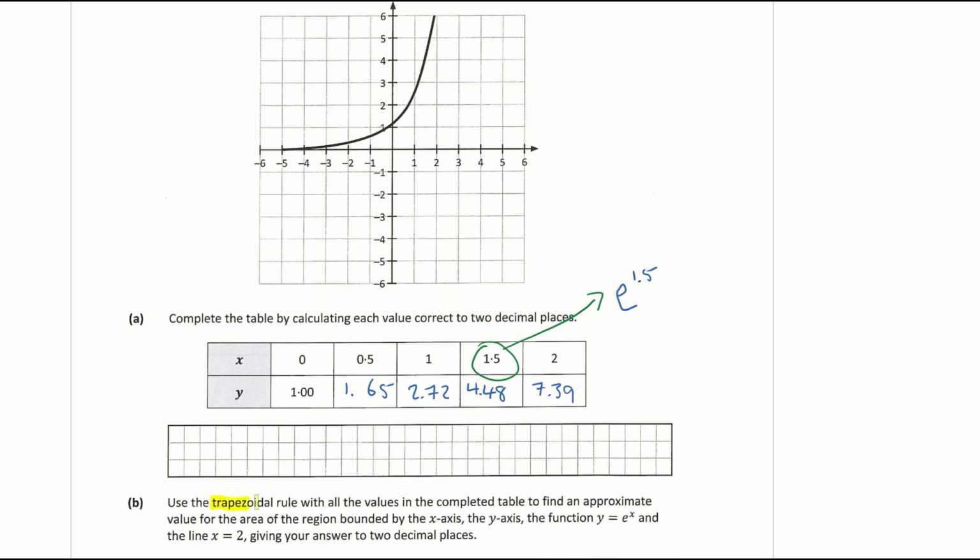So the trapezoidal rule is found in our log tables on page 12, with all the values in the completed table to find an approximate value for the area of the region bound by the x-axis, the y-axis, the function, and the line x is equal to 2.